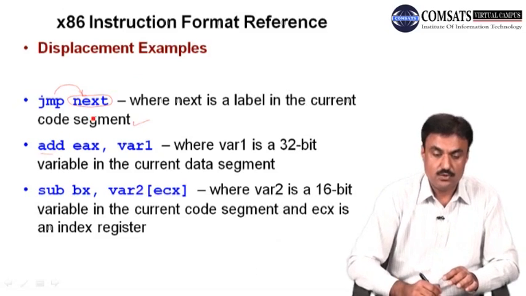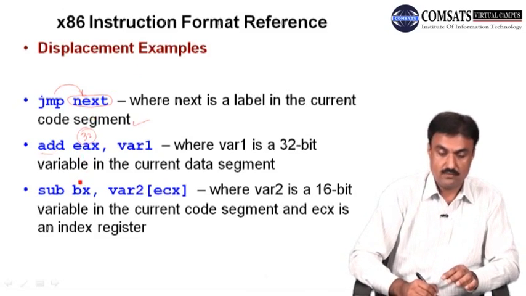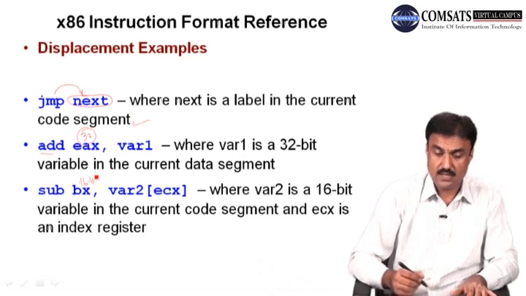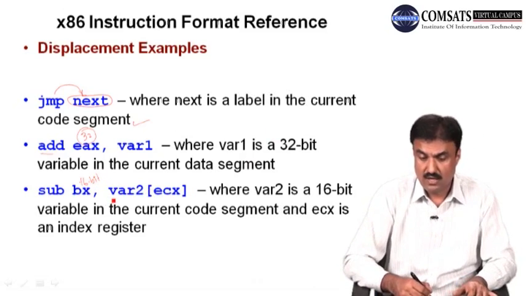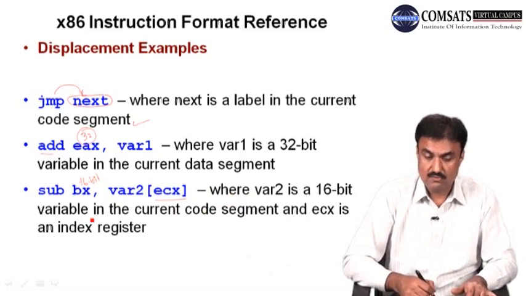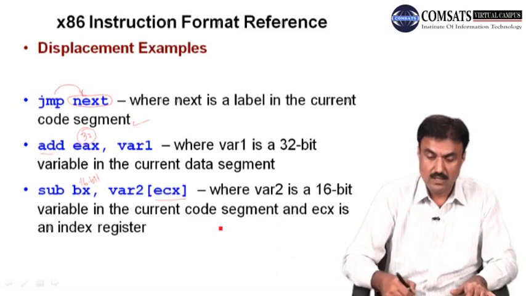The next instruction is, for example, SUB BX. This one is a 32-bit register. Here we have a 16-bit register. Maybe you are using an 8-bit register. So here is a variable and ECX, for example. The variable is a 16-bit variable in the current code segment, and ECX is an index register.